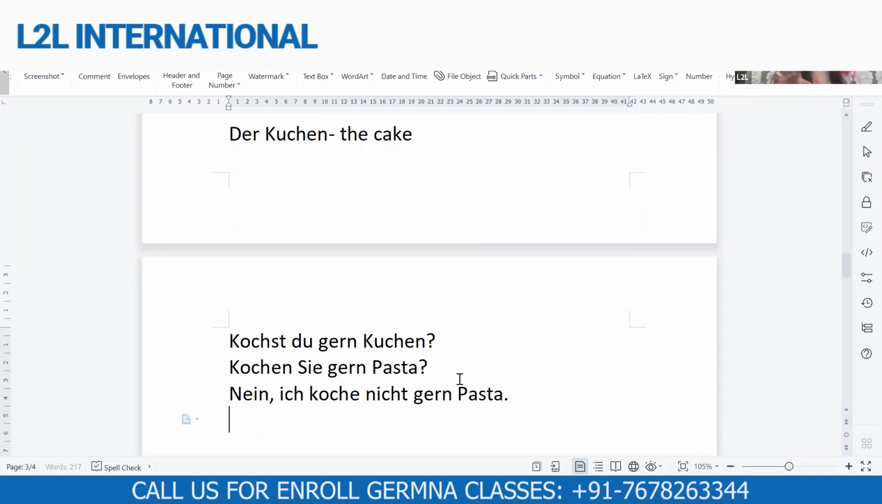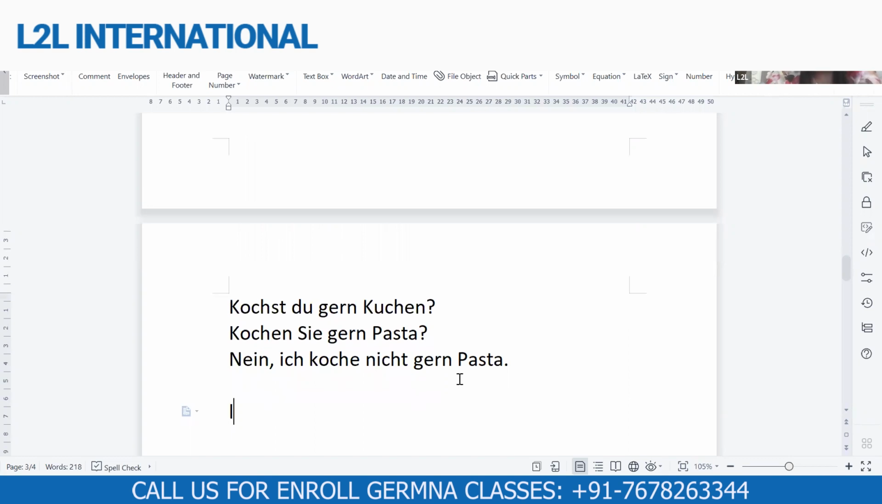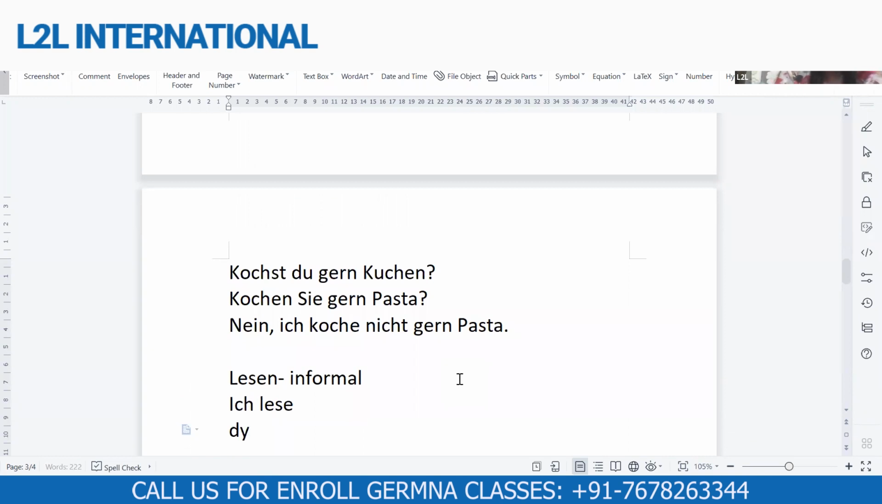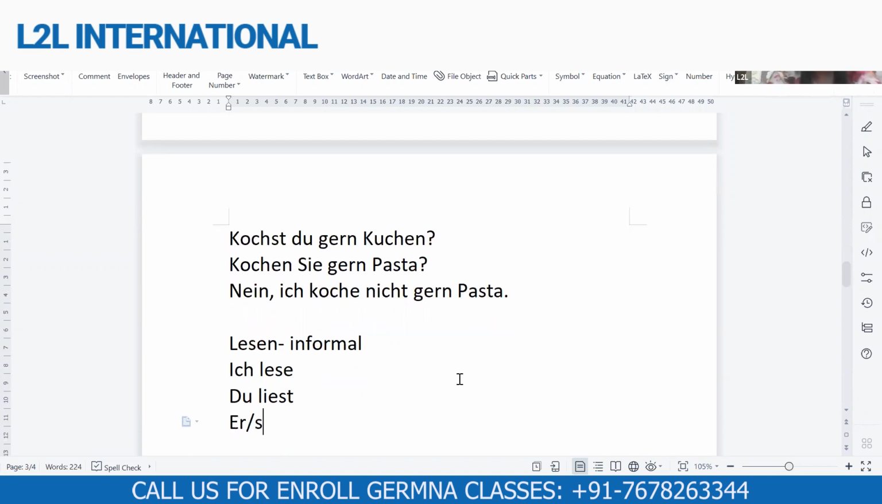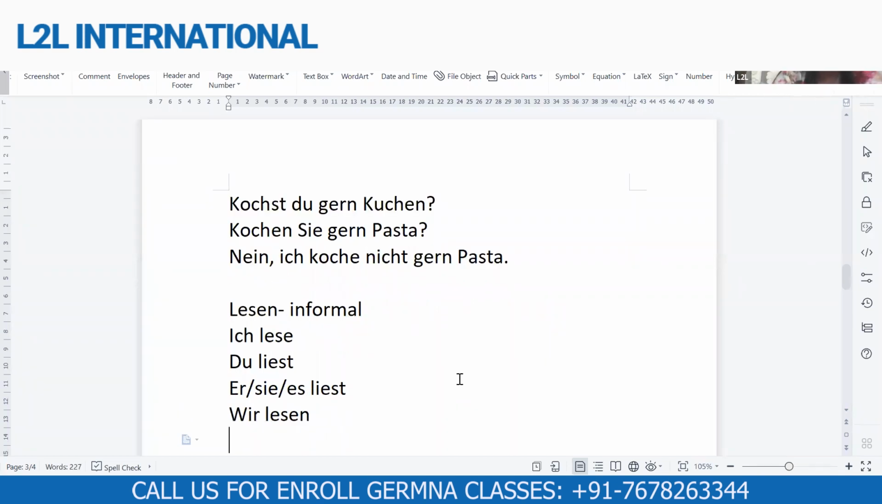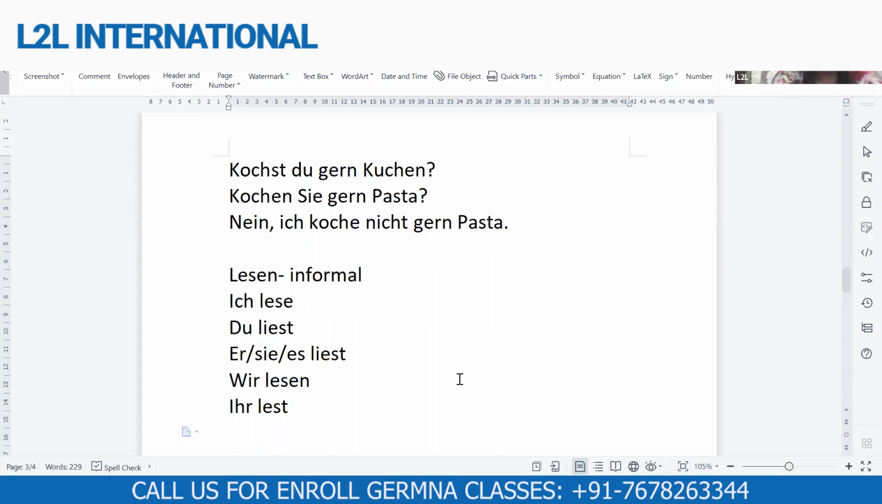And if you have a neutral answer, neutral means you like to and you don't like to do as well. For example, somebody asks you, lesen is a verb whose conjugation is a bit different. Let us do that. Ich lese, du liest. Please write the conjugation because it's different and it doesn't follow any pattern. So you need to learn it. Du liest, sie, er, es liest. Wir lesen. Ihr lest. And the last one, sie lesen.